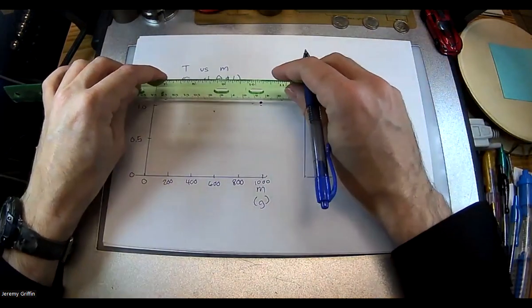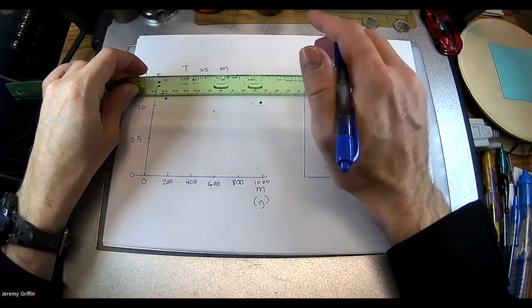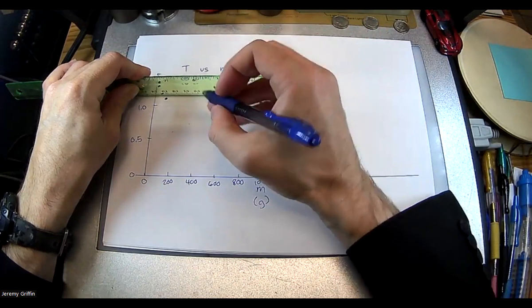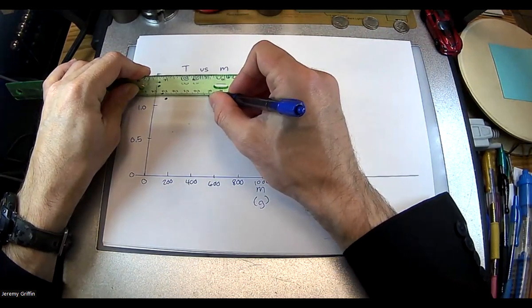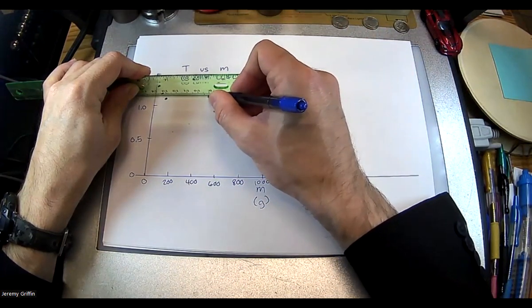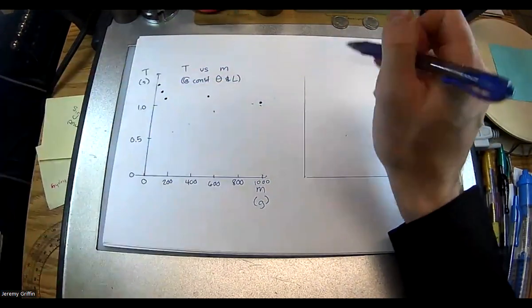1.14 seconds. How much mass? 500 grams. And for 1,000, it was 1. All right, there you go.